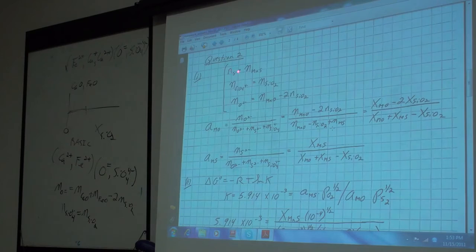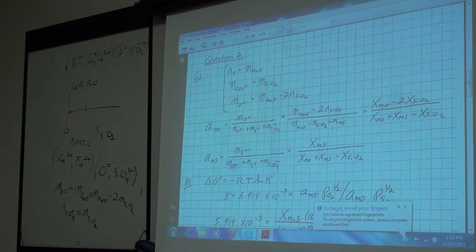So the number of moles of sulfur ions is the number of moles of MnS, the number of moles of orthosilicates, the number of moles of SO2. The number of moles of oxygen is the number of moles of MnO minus twice the number of moles of MO2. The activity of MnO is the site fraction of manganese, which is 1, times the site fraction of oxygen, which is the number of oxygen over the total number of negative ions.